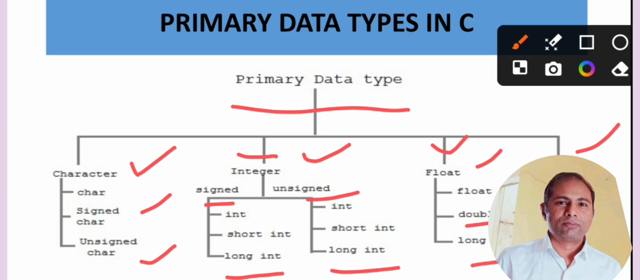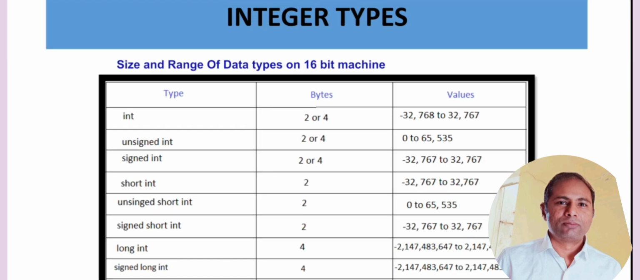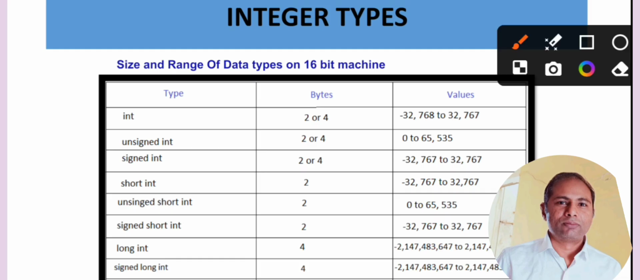Then void means nothing. If we are not having any data type, or we are having zero answer, then we can say it is a void data type. Now how can we categorize int, that is long int, short int? What is the difference between them? So int in C has a size of 2 or 4 bytes. It depends on the machine.